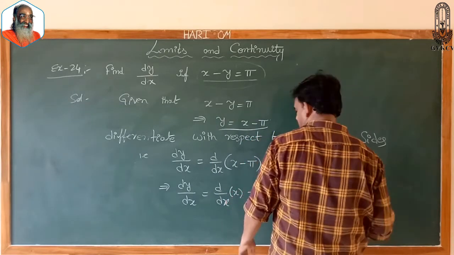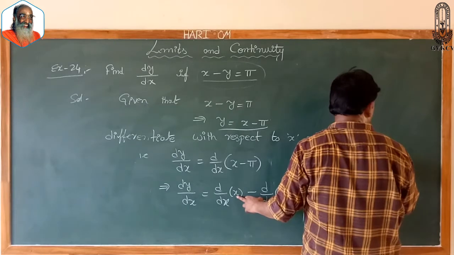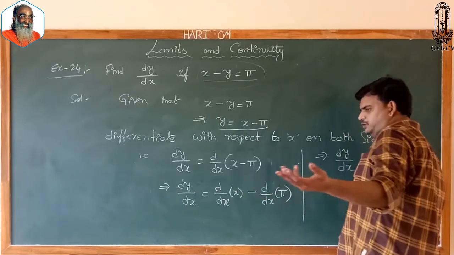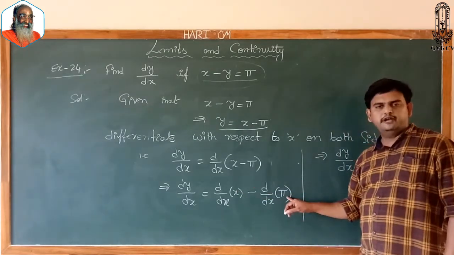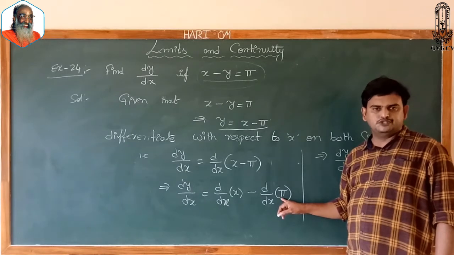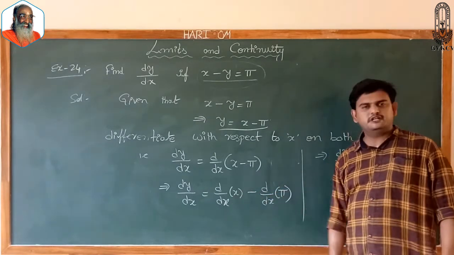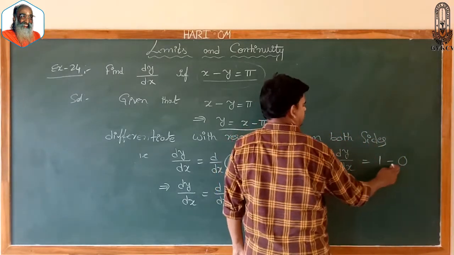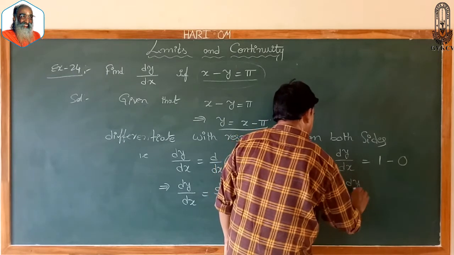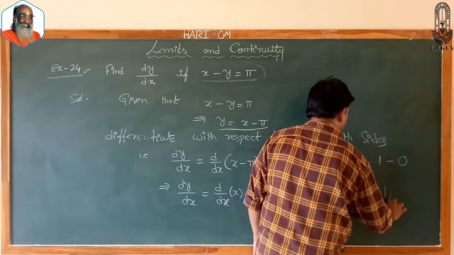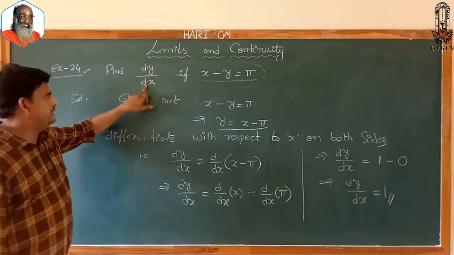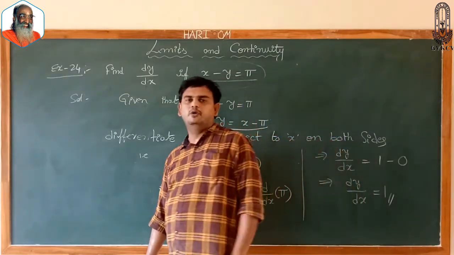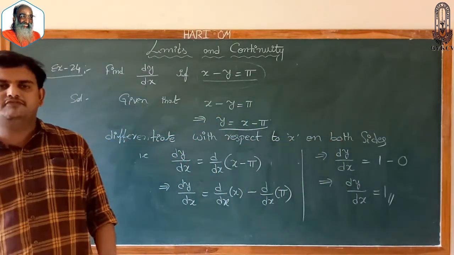dy by dx is equal to, when you differentiate x, the value is nothing but 1. When you differentiate a constant, the answer is 0, as we know that the derivative of every constant is always 0. When x is differentiated with respect to x, your answer is 1. So dy by dx is equal to 1 minus 0. That implies dy by dx is equal to 1. So they asked you to find dy by dx, and we have 1. So this is about differentiating an implicit function.